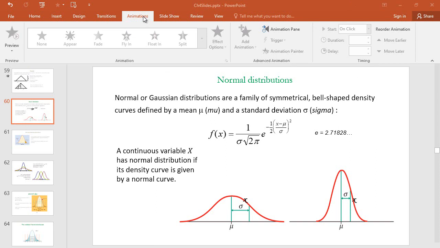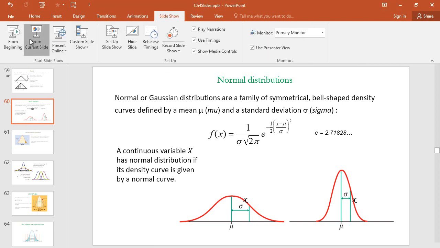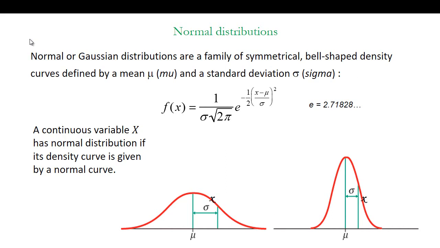So in this video we will be looking at normal distributions. Normal distributions are also called Gaussian distributions, and they are a family of symmetrical bell-shaped density curves. They have two parameters, mu and sigma. Mu is really the mean of the distribution, and sigma is the standard deviation of the distribution.